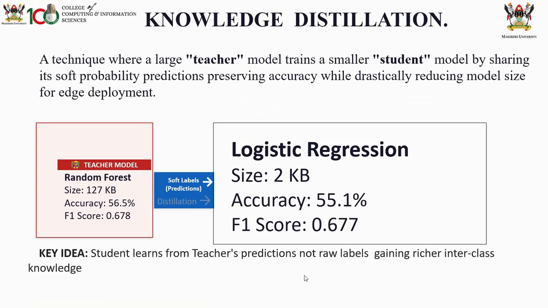In this case, we can see that we have the teacher model, a random forest, with a size of about 126 kilobytes, accuracy of 56.5%, and F1 score of 0.678. Then the logistic regression is the student model. It gives a size of 2 kilobytes, accuracy of 55.1%, and F1 score of 0.66, which is relatively close. The key idea is that the student learns from the teacher predictions, not raw labels, gaining richer interclass knowledge.